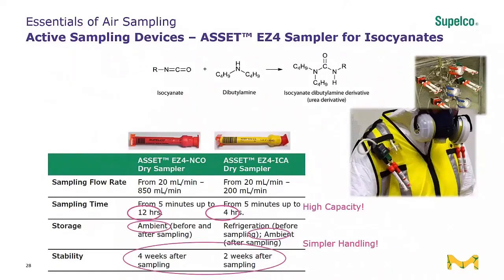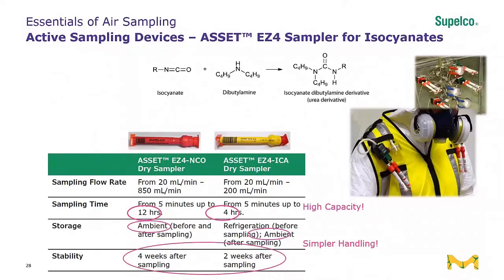There is a wide range of flow rates to select from between the two samplers. The ASSET NCO sampler can sample for up to 12 hours because it has a high capacity in one device, and the ICA sampler for 4 hours. So compared to the traditional 37 millimeter devices or the old impingers with reagents, they are limited to sampling for 15 minutes. And 15 minutes doesn't really give you a whole picture of the work shift. The worker can keep working while wearing this without much issue.